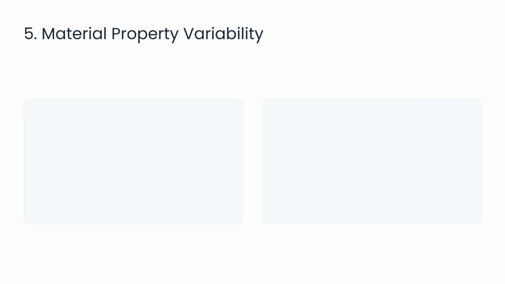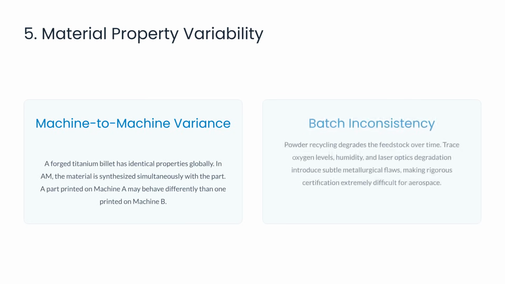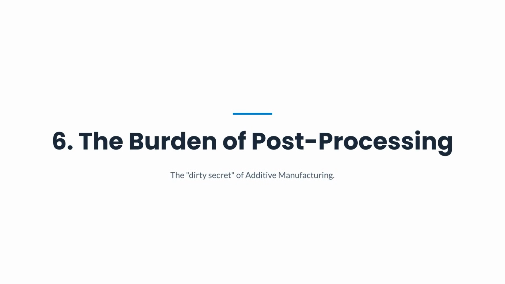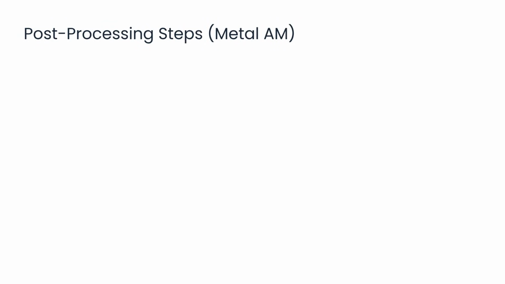Consistency is also a challenge. Machine-to-machine variance and powder degradation over time can introduce metallurgical flaws, making rigorous certification for sensitive industries like aerospace difficult. Finally, the burden of post-processing, often called the dirty secret of additive manufacturing, is a critical factor that impacts overall project time and costs. Beyond printing, metal additive manufacturing requires extensive post-processing.